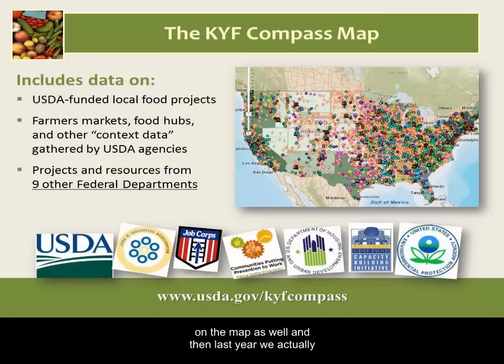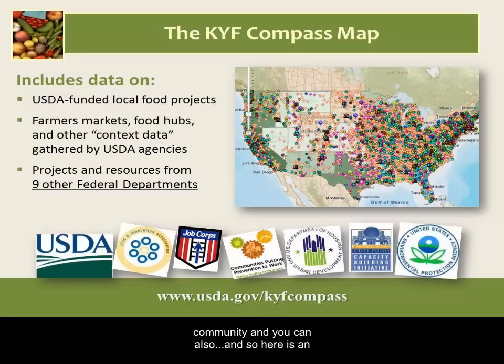And then last year we actually added projects and resources from 9 other federal departments. And we were pretty shocked to see how involved other parts of the federal government are in local foods, and very excited by that. That data is not complete, and we update it fairly regularly. Our next update is going to happen in January, and we'll be doing a lot of new things with the map and with the data. But it's a great way to just hone in on what's happening in your own community.